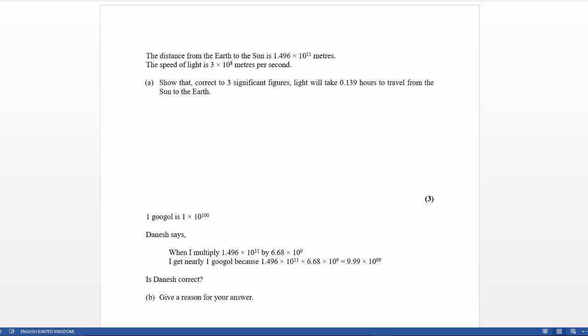The distance from the Earth to the Sun is 1.496 times 10 to the power of 11 meters. The speed of light is 3 times 10 to the power of 8 meters per second. Show that, correct to 3 significant figures, light will take 0.39 hours to travel from the Sun to the Earth.